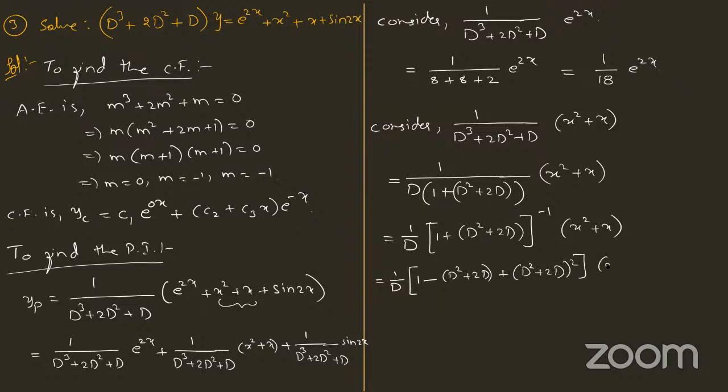So this you are going to operate on x square plus x, right? I'm just trying to take this here. We have actually x square plus x. When you differentiate this for the first time, the differentiation of x square plus x is 2x plus 1, isn't it?